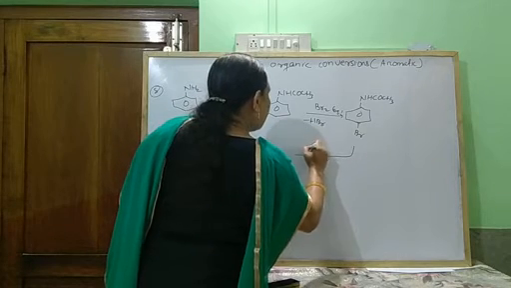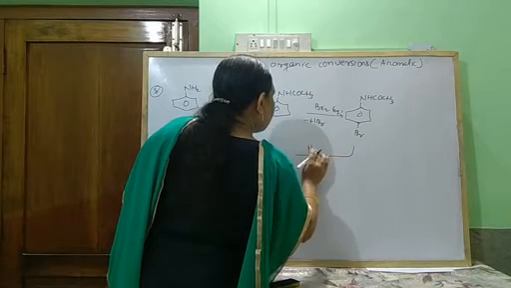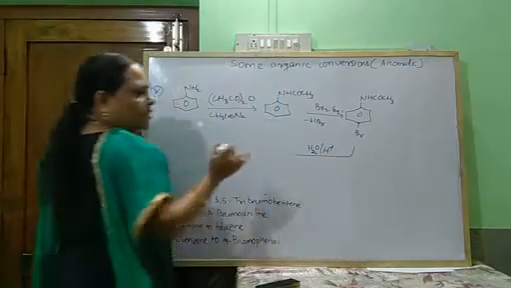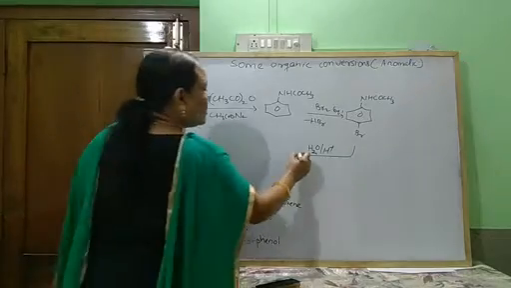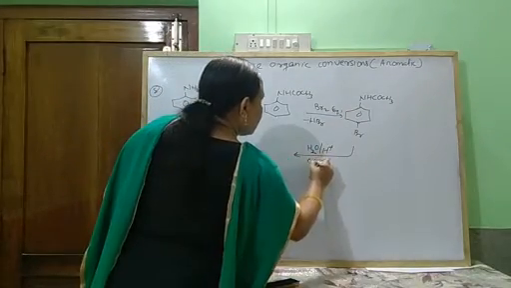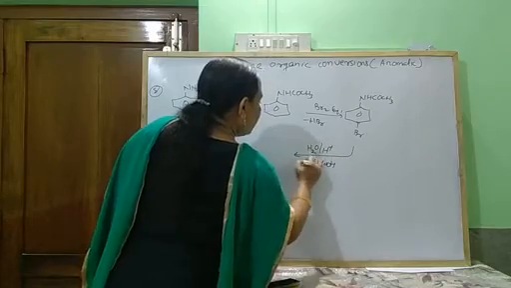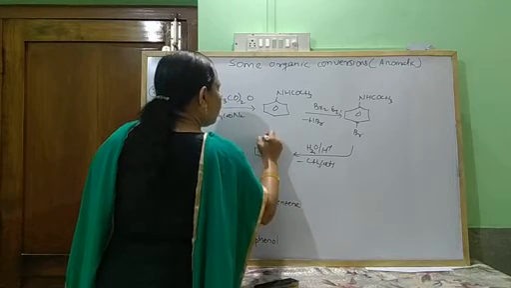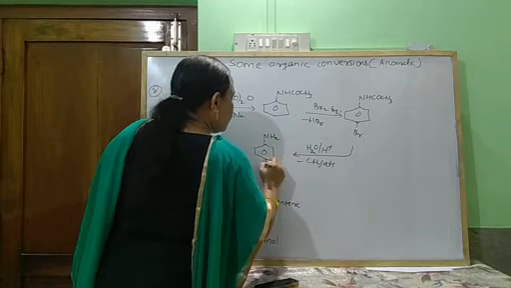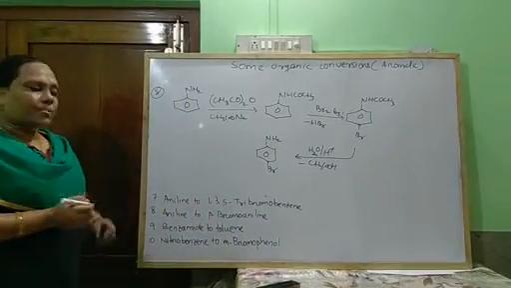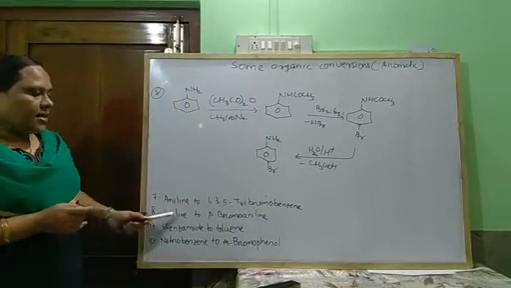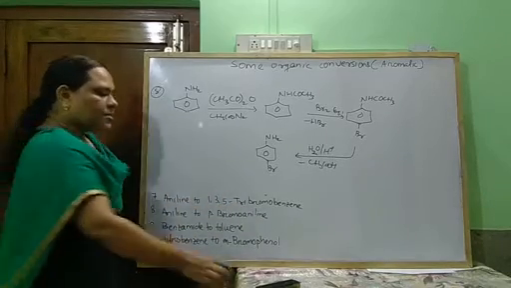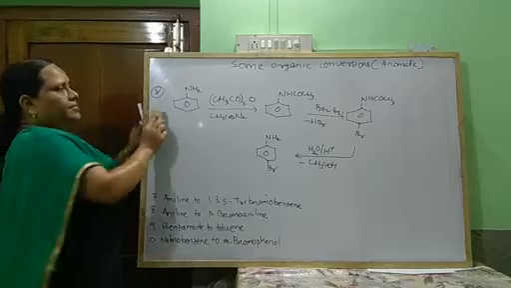And this parabromoacetanilide, when it undergoes hydrolysis in presence of acid, H3O+, the CH3COOH group is removed and it forms NH2 with Br, parabromoaniline. This is aniline to parabromoaniline.